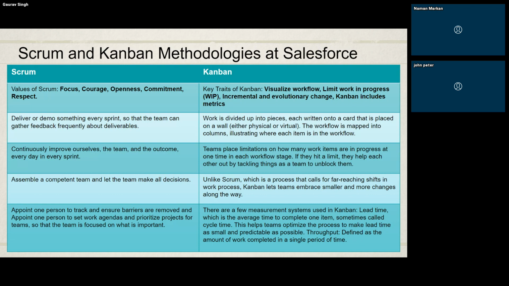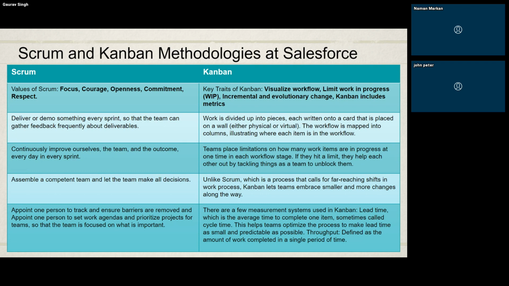In Scrum, we have to focus on courage, openness, commitment, and respect. And in Kanban, we visualize the workflow. We limit the work in progress, with incremental and evolutionary changes. And Kanban includes metrics. Metrics means KPIs.